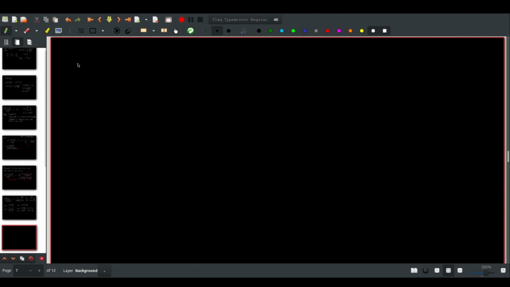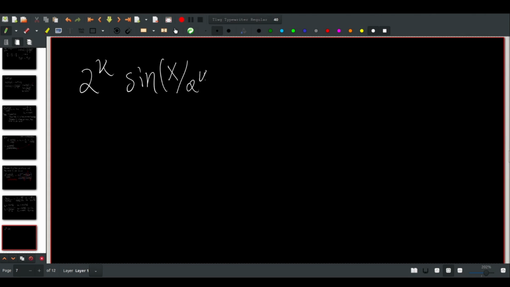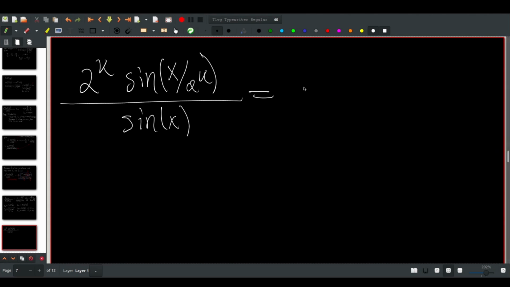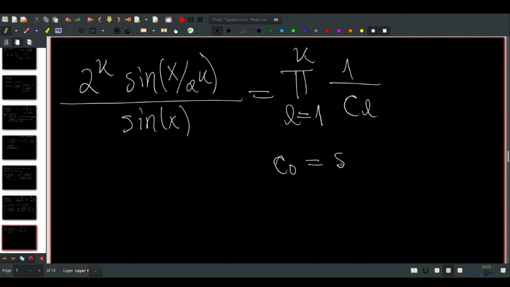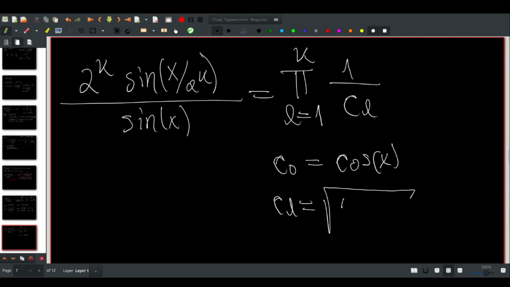Perfect. So what do we know by now? What we know by now is that 2 to the k times sine of x over 2 to the k, divided by the sine of x, is equal to the product from l equals 1 to k of 1 over c_l, where c_0 is defined as the cosine, not the sine, the cosine of x, while the next terms are defined recursively by 1 plus c_(l-1) divided by 2. And this is exactly what we needed to prove.